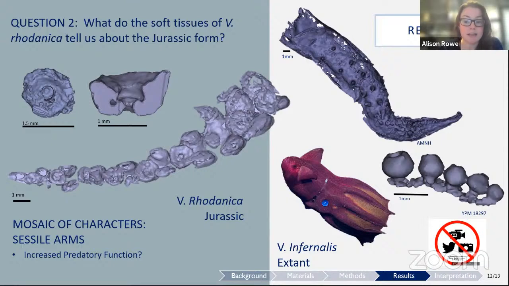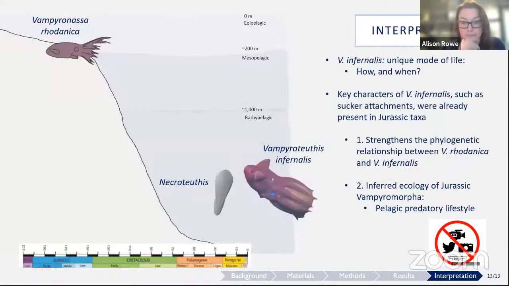So while Vampyronassa does have some characters that reflect those in Vampyroteuthis, they also have a mosaic of characters that suggest potential for increased predatory function. And in addition to the specialized arm crown, they also have a more muscular and streamlined mantle. So our interpretations. Today, the mode of life that is employed by Vampyroteuthis is unique amongst coleoids, but how and when this ecology and lifestyle developed isn't clear.